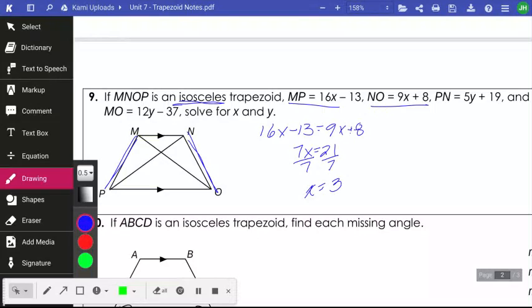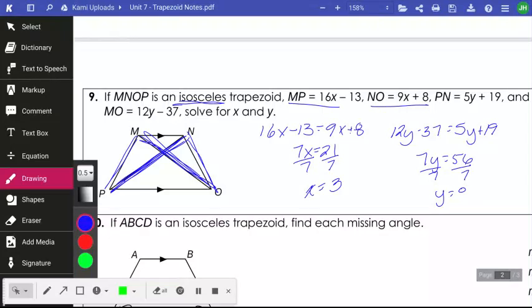Now, if I look at my y equations, I have PN here, and I have MO here. And we know that diagonals are congruent, so I'll set those two equations equal to each other. So I'll have 12y minus 37 is equal to 5y plus 19. I'm going to subtract the 5y from both sides and add the 37 to both sides so that I have 7y is equal to 56. Divide both sides by 7, and I'll have y is equal to 8.